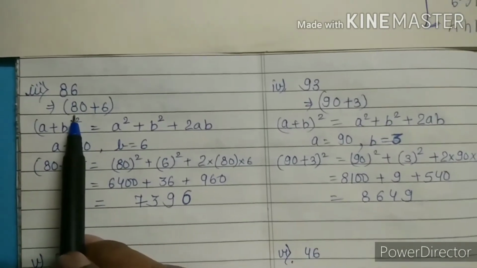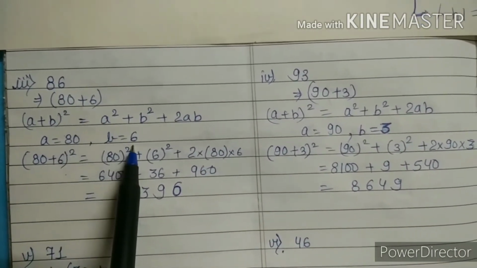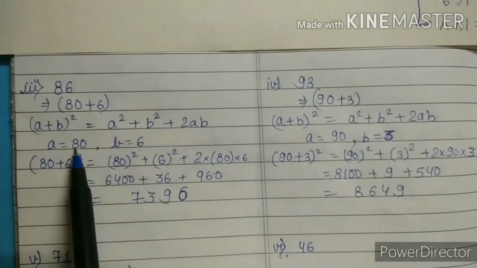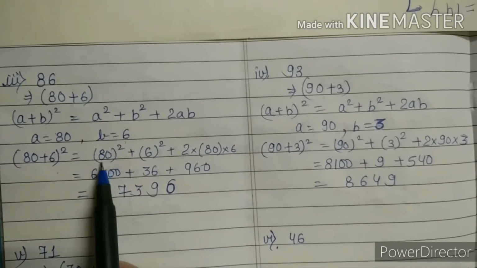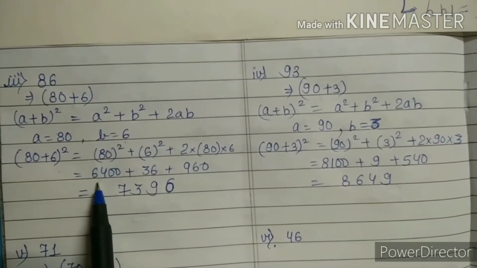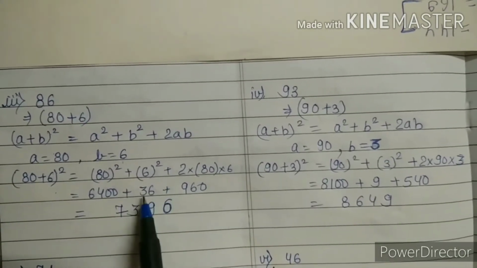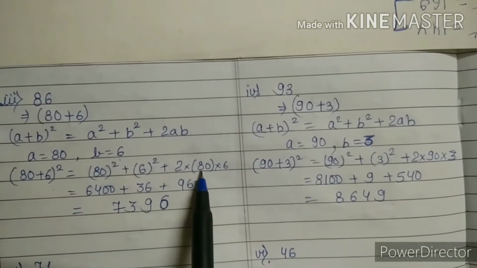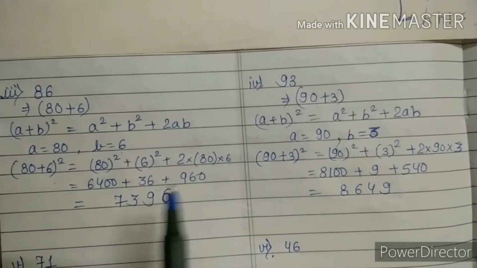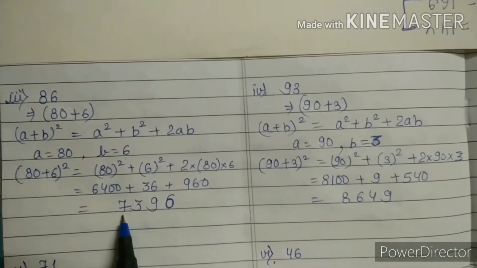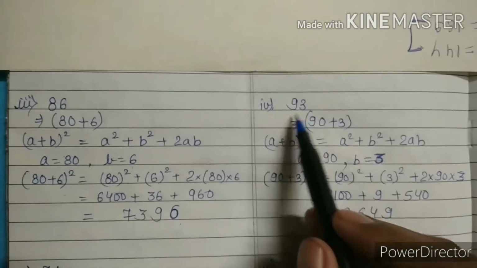86 can be written in the form of 80 and 6, so 80 will become a and 6 will become b. After putting the values of a and b into the identity, 80 square: 8 square is 64, and 0 square is 00, plus 6 square is 36, plus 2 into a into b. After doing the multiplication, 960. After adding them, we got 7396.